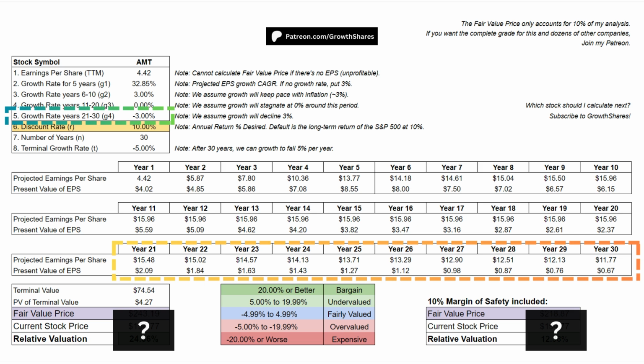Sixth, we get the earnings growth rate for years 21 to 30. Unlike other discounted cash flow calculations, we're going to assume growth declines by 3%. We need to be realistic that even the best businesses can not only stop growing, but start declining.